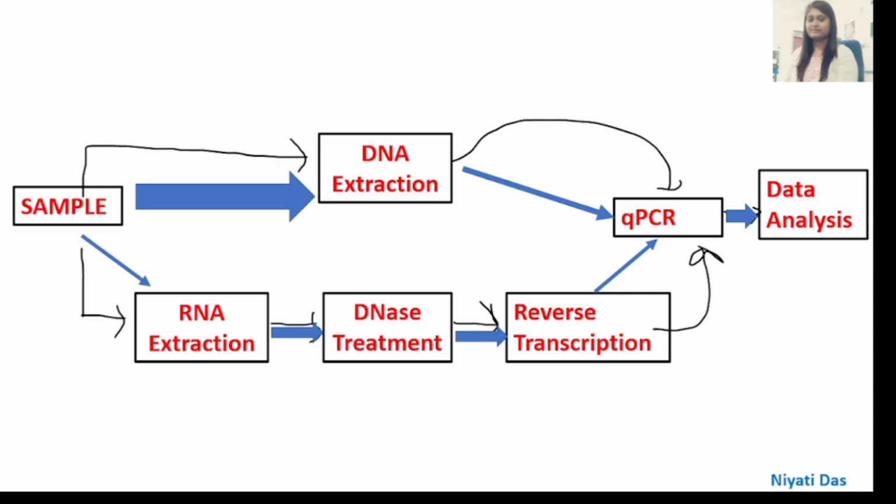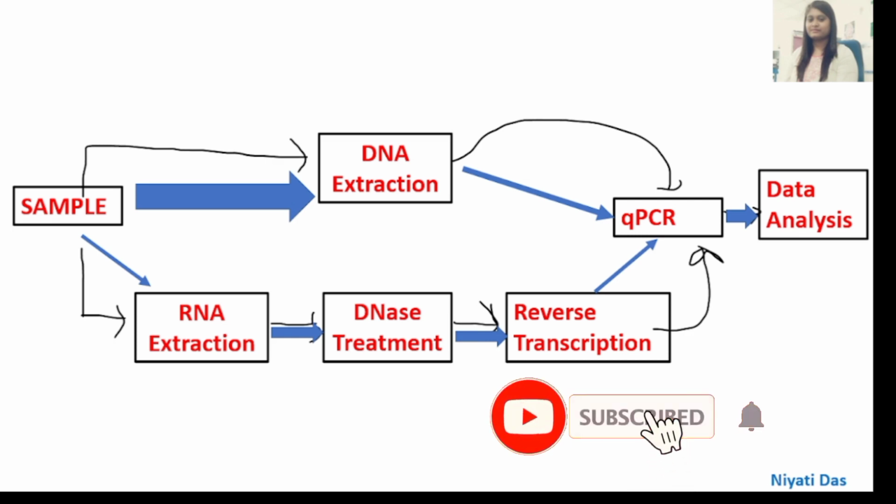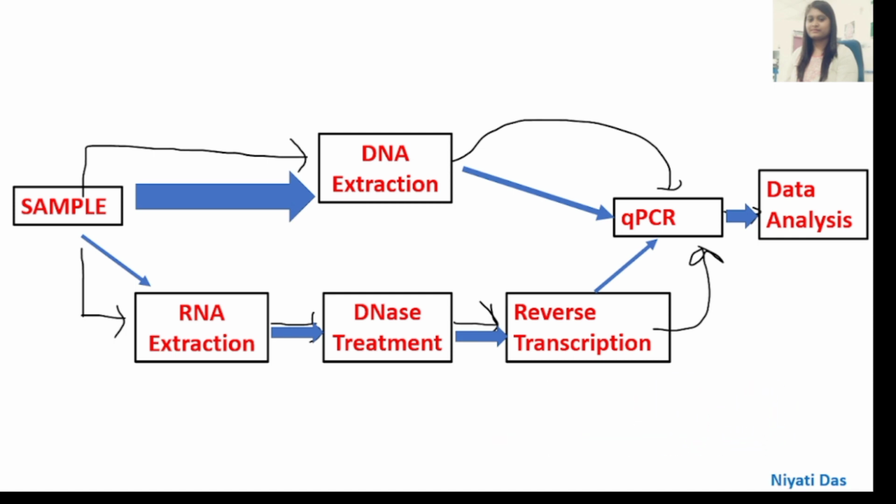Let's start. Quantitative PCR is the most common technique for quantification of nucleic acid. It may be RNA or it may be DNA, and it gives us a measure of gene expression. If we have a tissue sample, we can get DNA or RNA by extraction. If we have the DNA sample, then we go for qPCR directly, and if we have the RNA sample, then we have to make cDNA by using reverse transcriptase. After that, we will perform the qPCR.